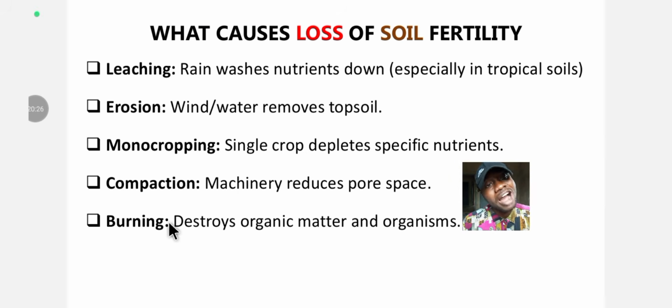So you also have burning. When you burn bush for land, it is no good. It affects the nutrients of the soil. It destroys microorganisms. Remember, we talked about the components of the soil, the organic, the inorganic, and so forth. So you can see the effect of burning the soil, the one you call bush burning. It destroys microorganisms, organic matter, and so on.